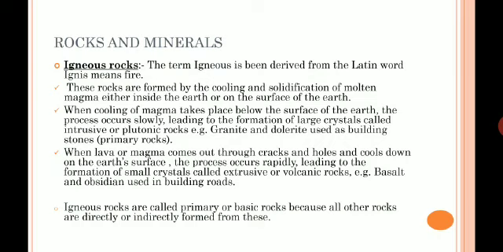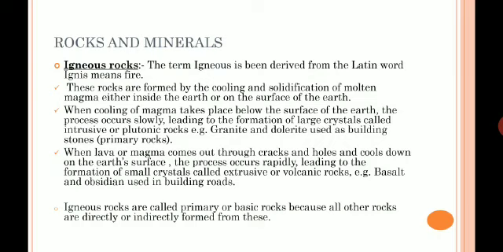If cooling takes place below the earth's surface, the process occurs slowly, which leads to the formation of big or large crystals, which are known as intrusive or plutonic rocks. For example, dolerite and granite. These are used for building homes or building stones.